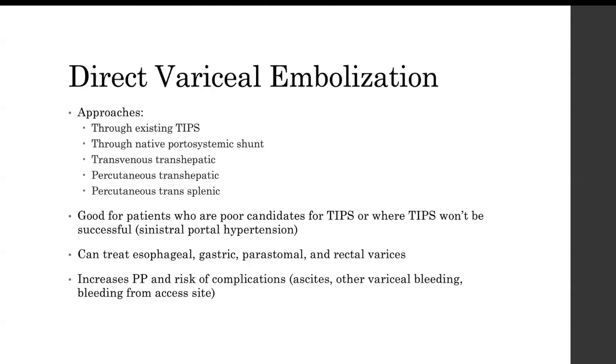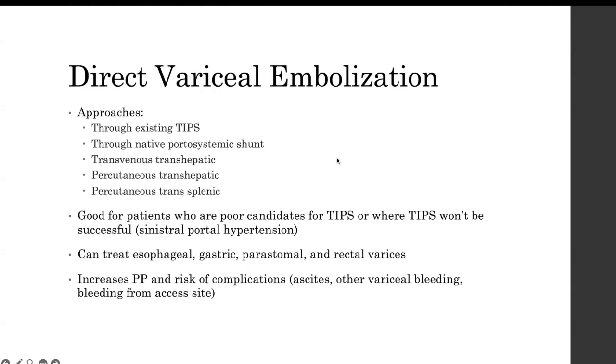You can go down from the IJ, pass the needle from the hepatic vein into the portal vein, and then do your embolization, and then just take the sheath out, take everything out without leaving a TIPS. So you can either go through the TIPS, or you can act like you're placing a TIPS but just not leave one. So transhepatic, transsplenic, and then if someone already has a native shunt there that's decompressing the portal system, you can go through that. If you access a vein somewhere, you can go backwards through that generally.